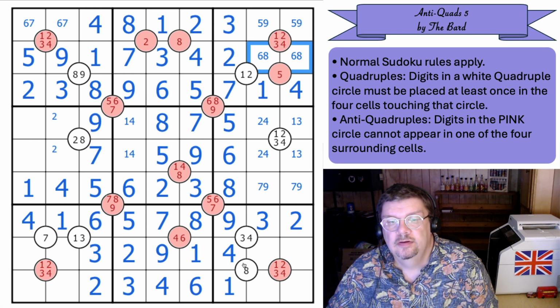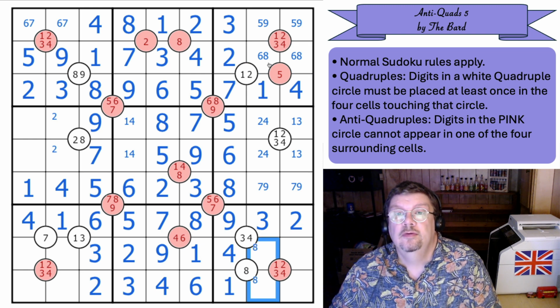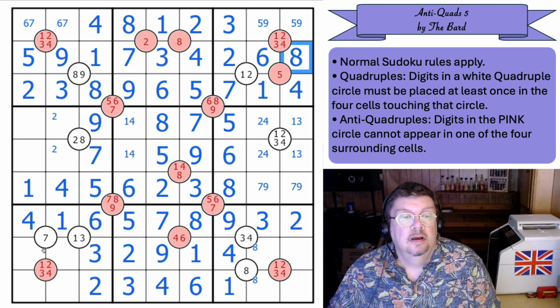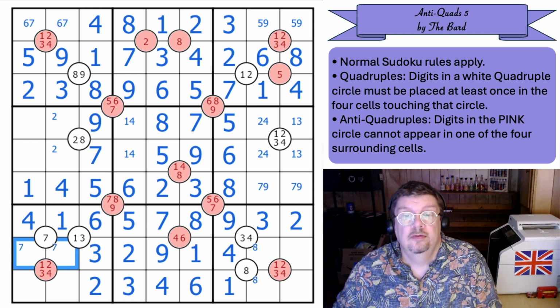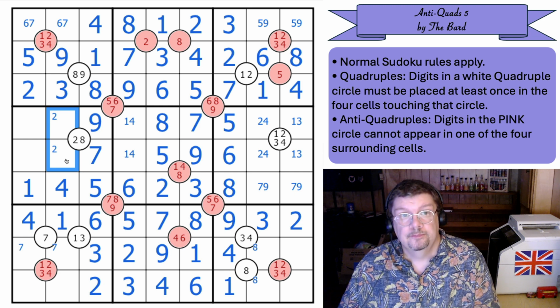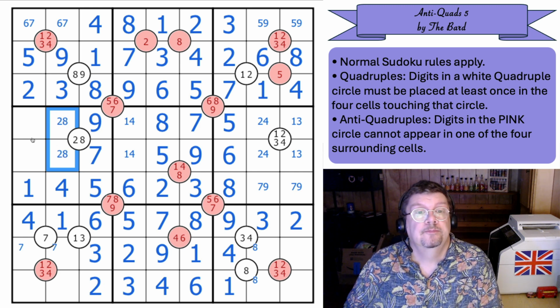Okay, I need an 8 for this quad. So that places an 8 in one of those two. That resolves my 6 and 8 there. I need a 7 in one of those two for this quad. Is there any quad that I'm missing anything from? No, I think we're all good on those. Yes, I've got a 2-8. Okay. That is a 2-8 pair.